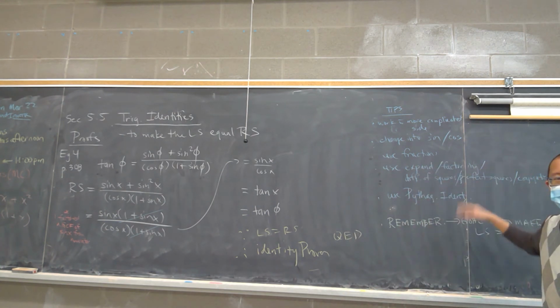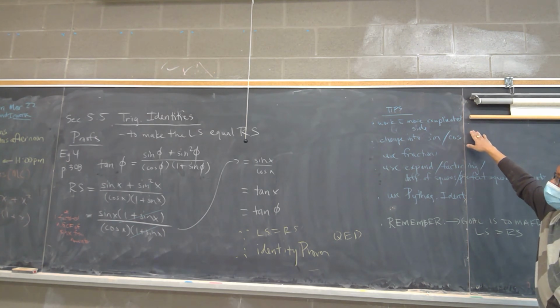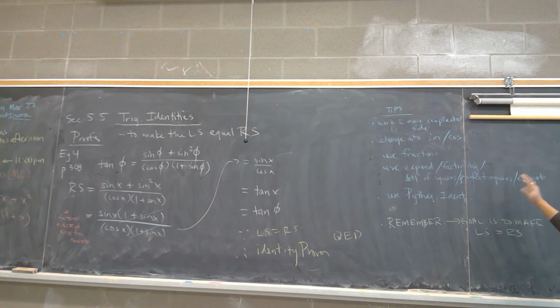As for the tips, really quickly, it's in blue, and I apologize if you're watching from home. The tips are: change everything in terms of sine and cosine, and work with the more complicated side. You have to remember what fractions are, so maybe how to multiply or divide fractions, or how to add or subtract fractions. And some algebra skills of expanding, factoring, difference of squares, perfect squares, even conjugates might help you. And finally, the Pythagorean identities are very, very useful to solving questions.